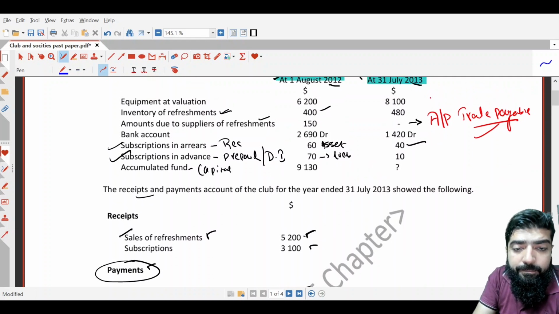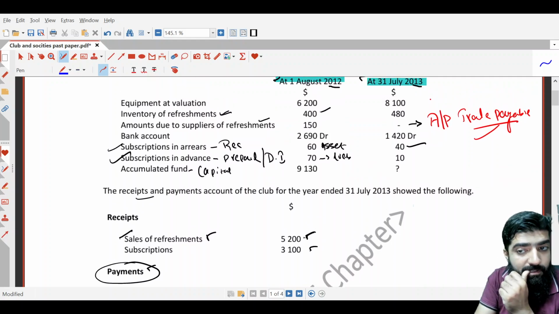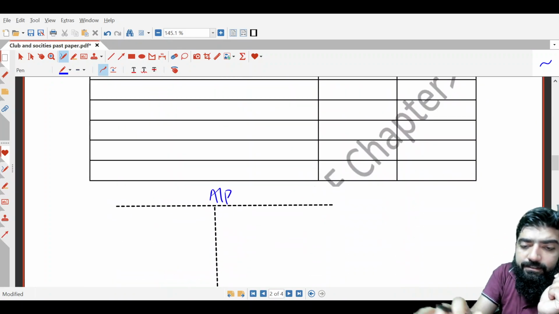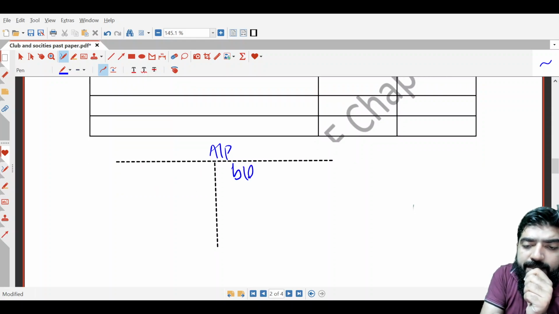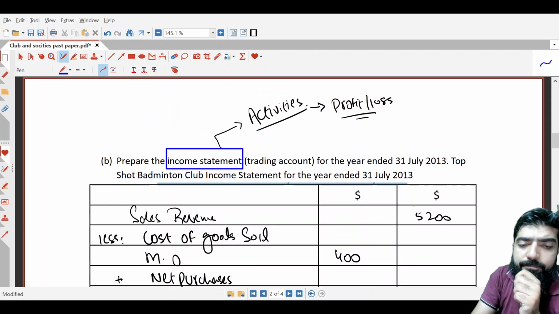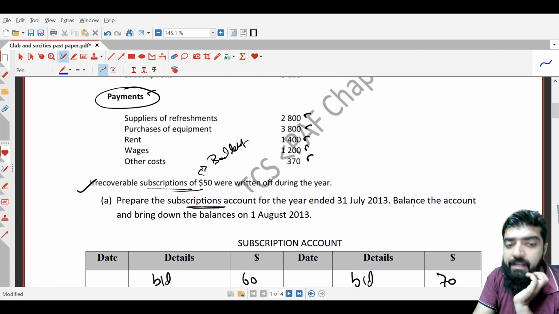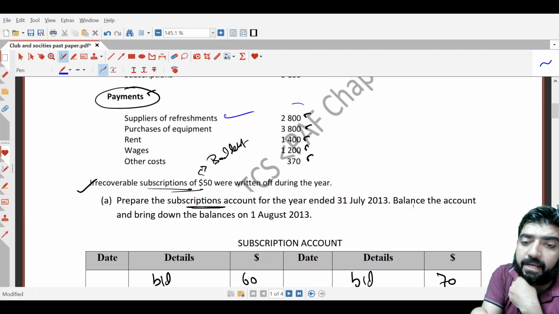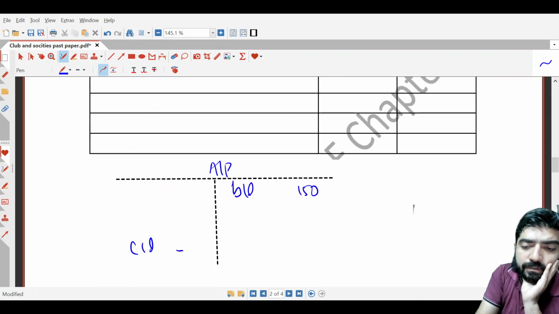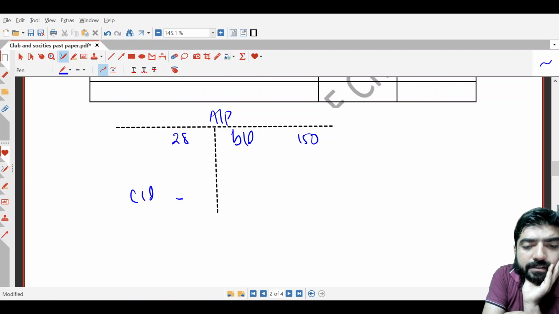What is the amount of opening payable? Amounts due 150. 150, and the closing is 0, right? Yes. Opening is 150 and the closing is 0, and we have paid to the supplier during the period. How much have we already paid to the supplier? That is 2,800. So obviously this will be on the debit side, right?